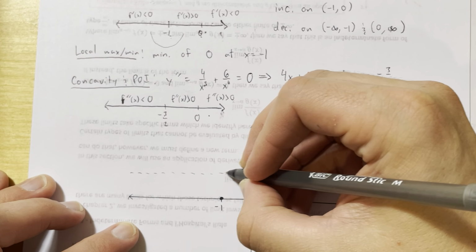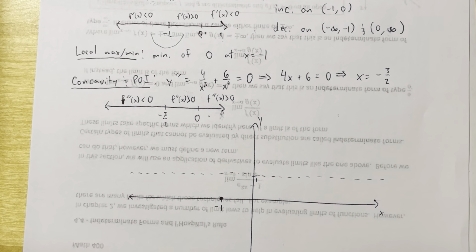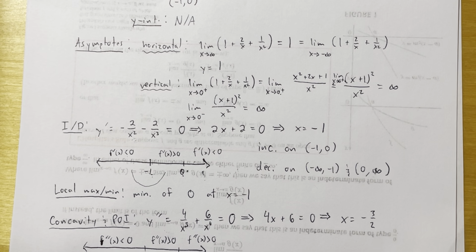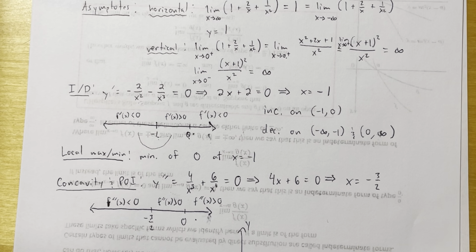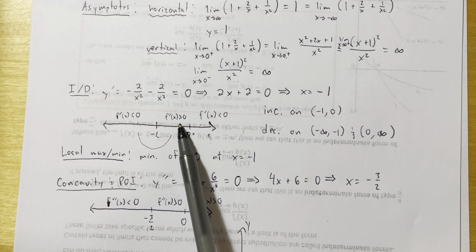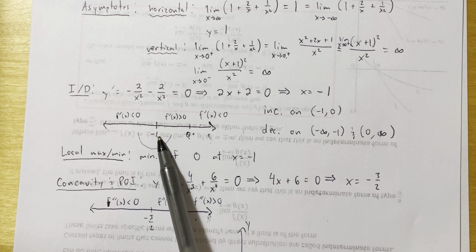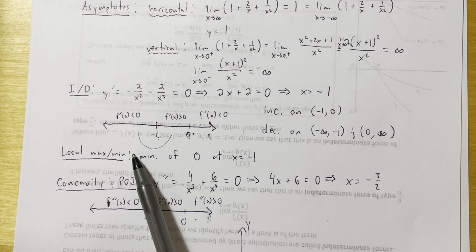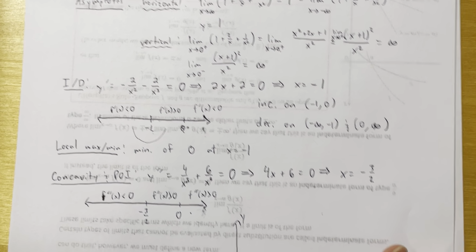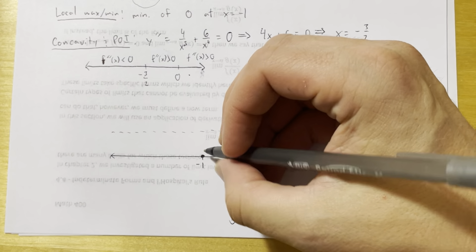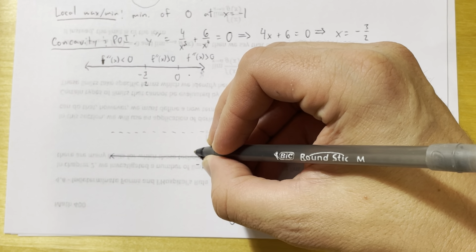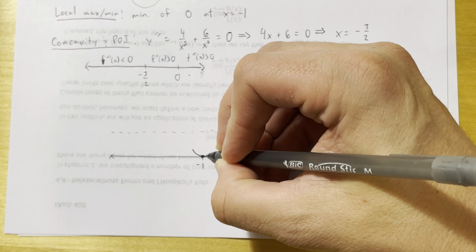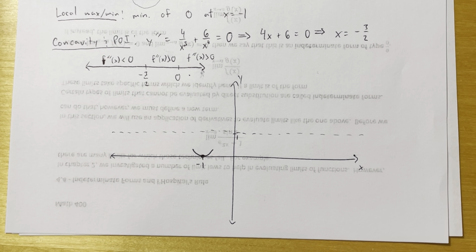Okay? Now that we've done that, let's take a look at the increasing decreasing test. So we know that to the left of -1, our function is decreasing, and then to the right, it's increasing. In addition to that, we also determined that a local minimum of 0 occurs at -1. In other words, the point that we've already plotted is a local minimum. So our function is going to be doing something like that right there.